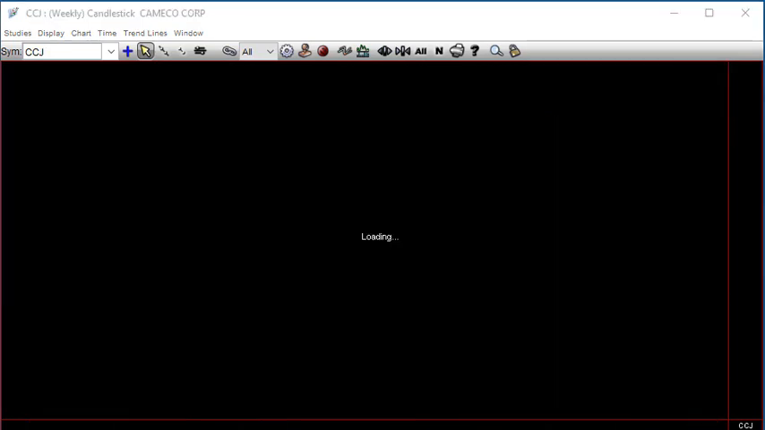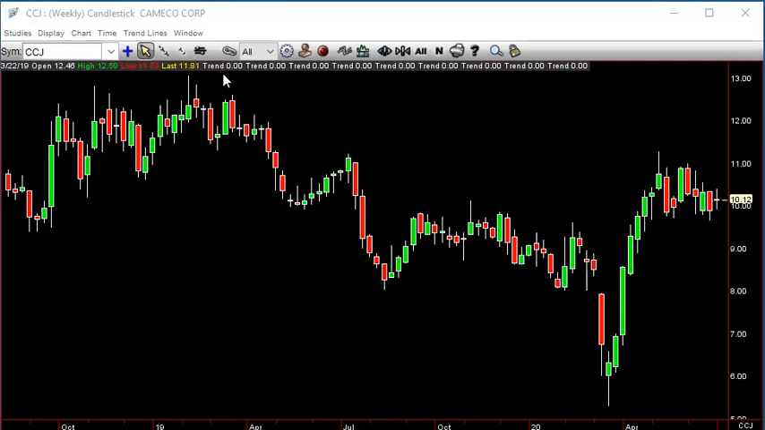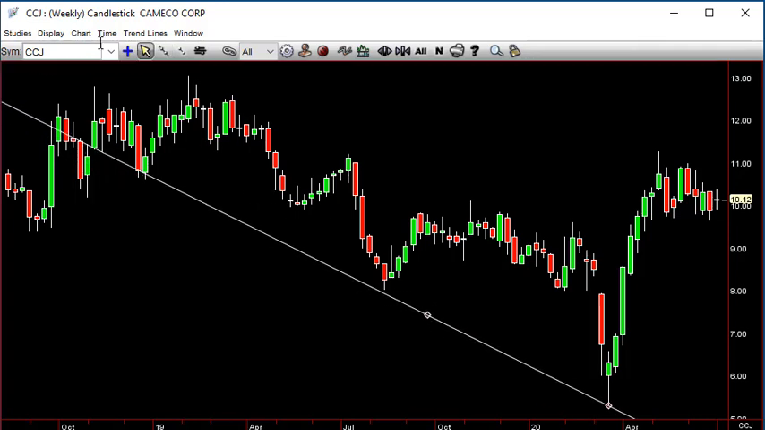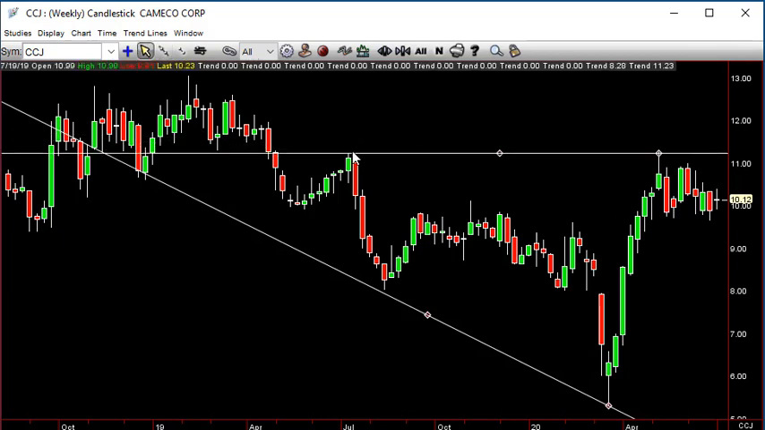CCJ. 1119, 1126, there it is. What's that? Take out one side of the previous range, take out the other side, come ripping back through.